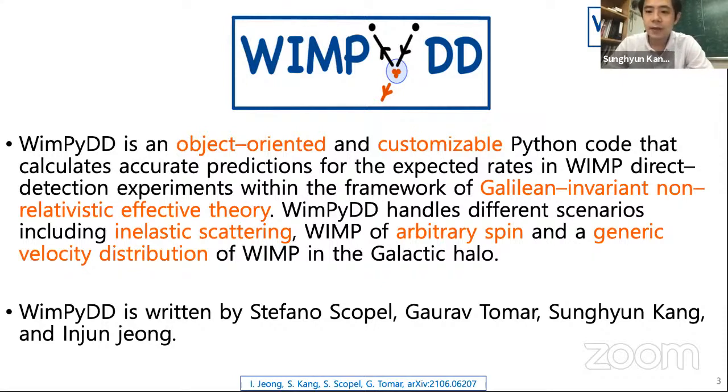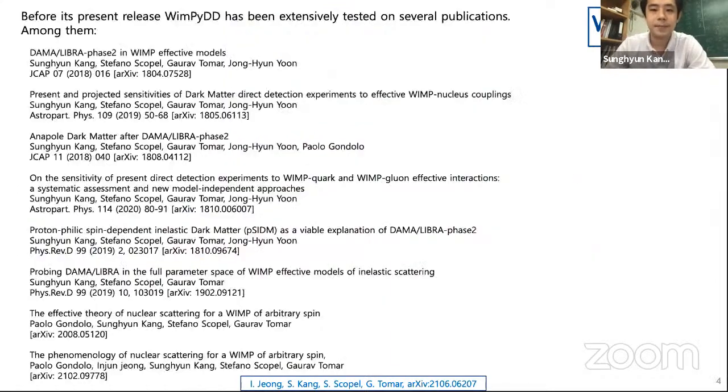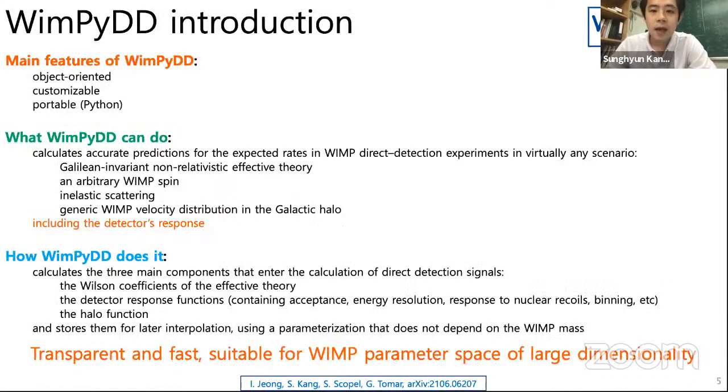WimPyDD handles different scenarios, including inelastic scattering, WIMP of arbitrary spin, and a generic velocity distribution of WIMP in the galactic halo. WimPyDD is written by our lab members. Before its present release, WimPyDD has already been tested and presented results such as these papers here. The main features of WimPyDD are, once again, object-oriented, customizable, and also portable, being based on Python.